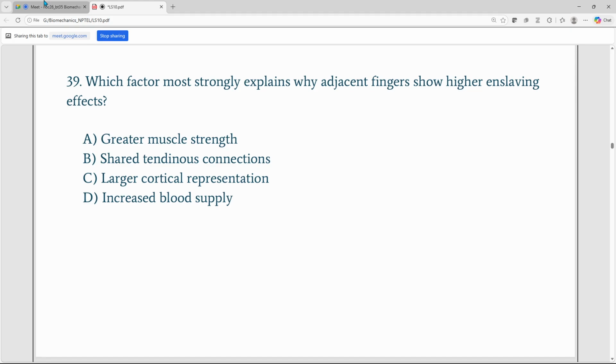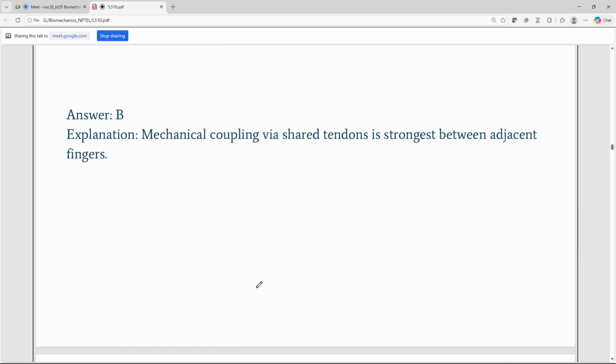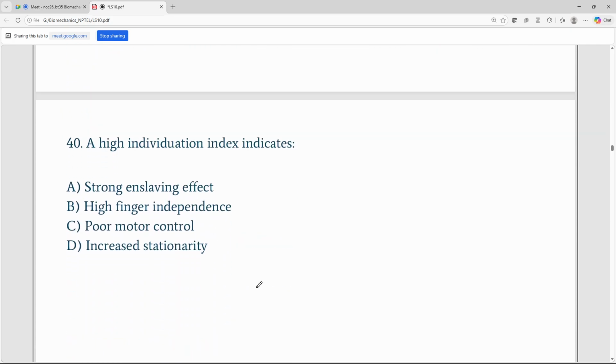Yes, correct answer. Option B, shared tendinous connection. Shared tendinous connection, or the mechanical coupling between the adjacent fingers, helps in the enslavement. Next question.